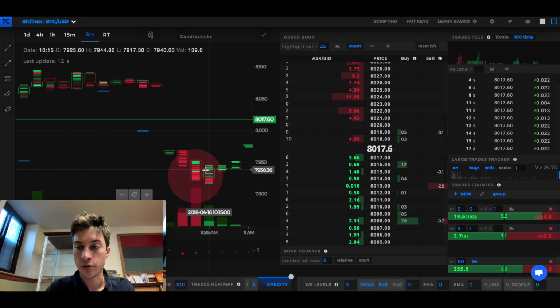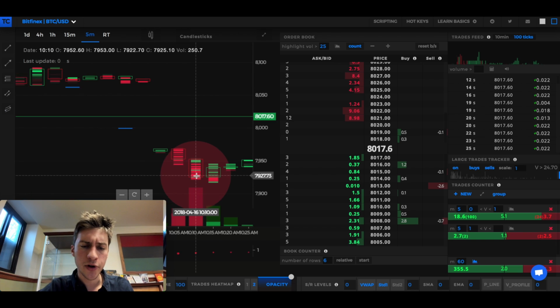Because if everyone who wanted to sell has already sold, no one else is going to sell, then the price is either going to go sideways or up. So that would be a pretty good spot to buy. That could have occurred here.